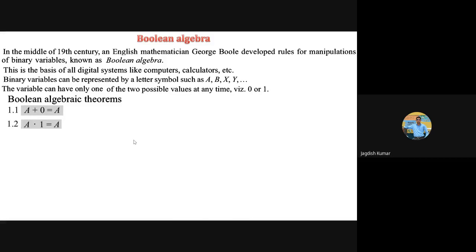Then there is the second theorem, which is also very important, and this says that A AND 1 is equal to A. The two theorems are very interesting in the sense that we can get the second theorem from the first theorem if we replace the OR operation with the AND operation and complement all zeros and ones. That's a standard rule. You should remember this rule.